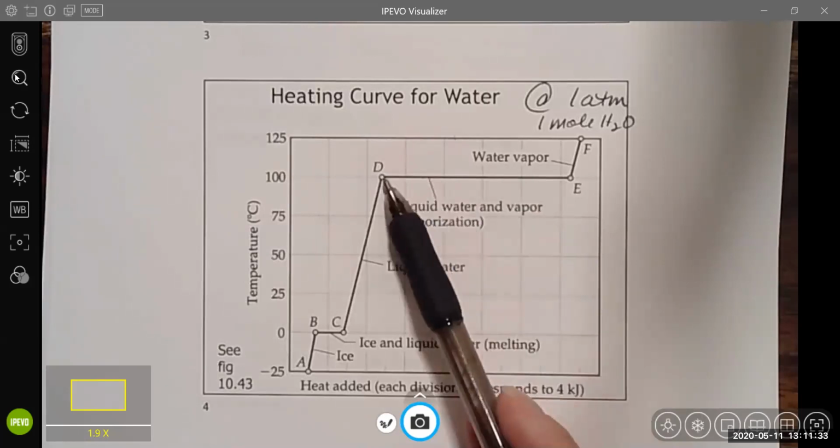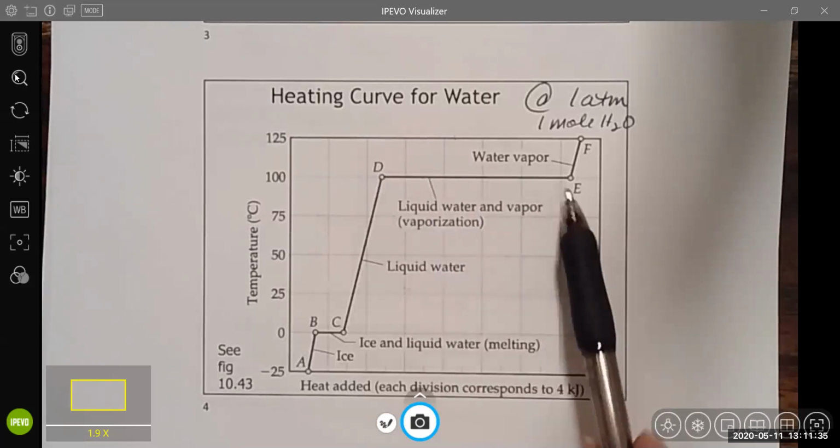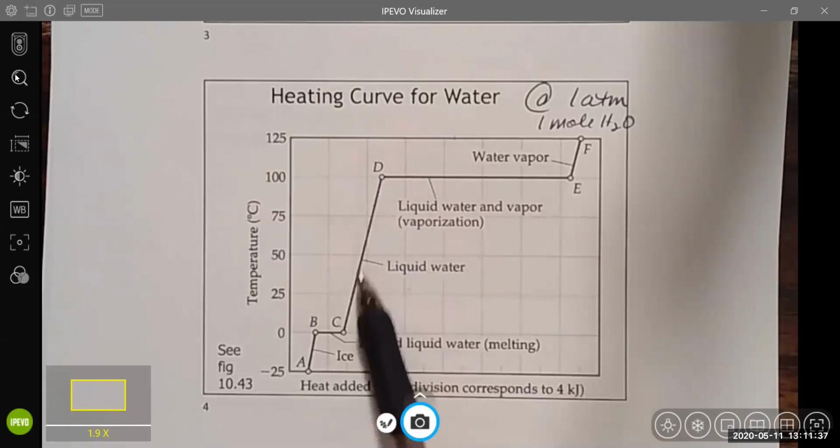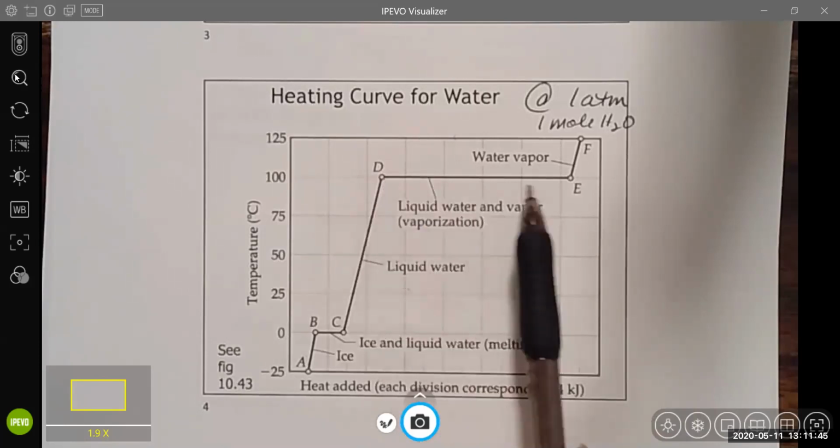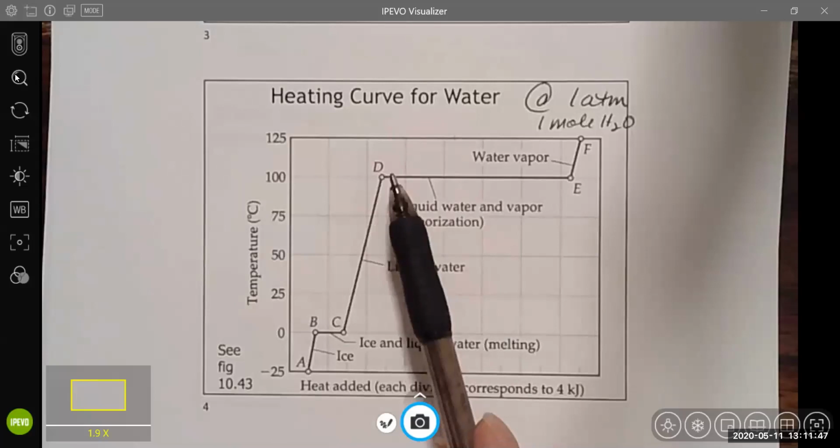So the length of the line from D to E represents, if I was to drop down to the x-axis here, how much energy it would take to vaporize that 1 mole of water, to get it from the liquid to the gas.